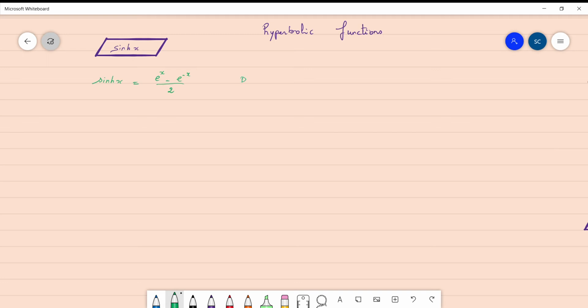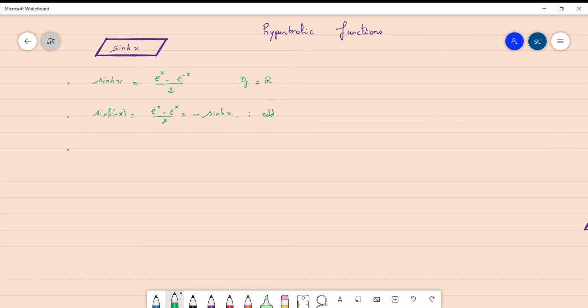So the domain: it is clear that my function is defined everywhere. We can also compare, and we see that there is something about the parity. So what about sinh of minus x? It's e^(-x) minus e^x, over 2, so it's minus sinh of x. So it's an odd function.